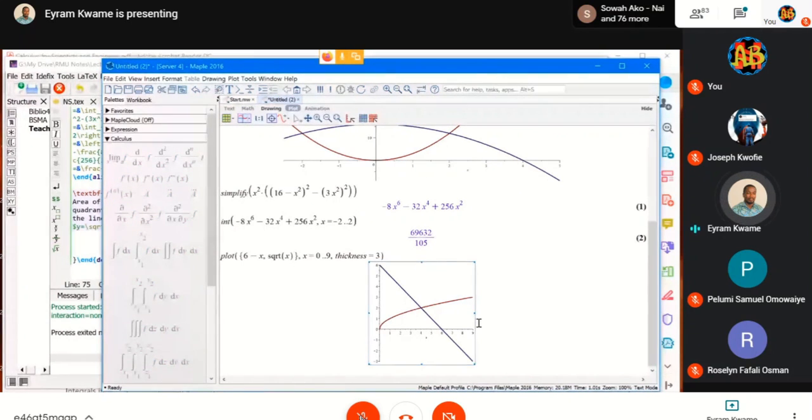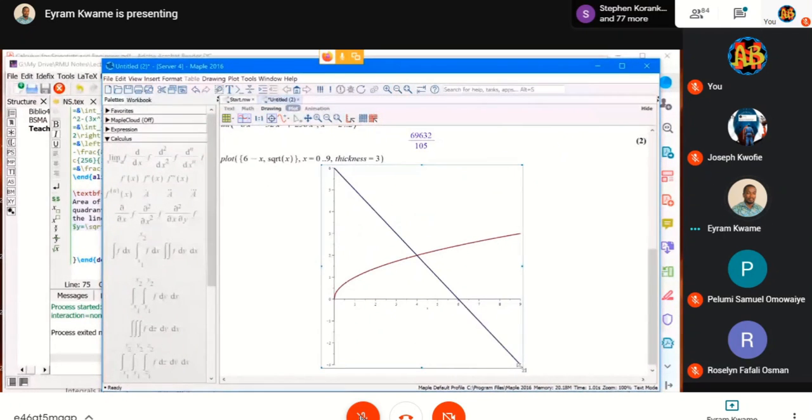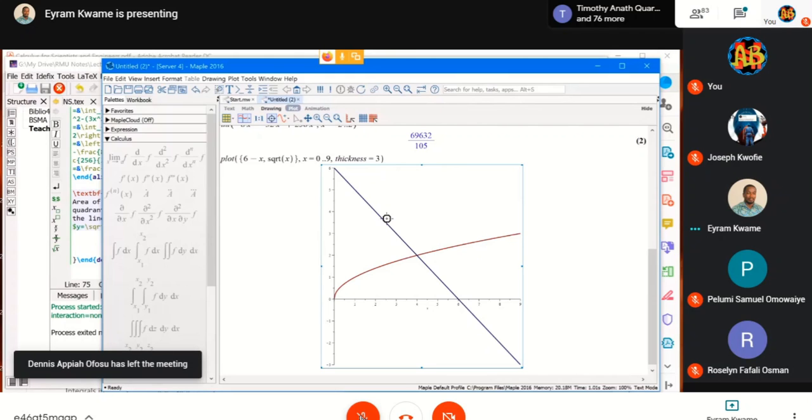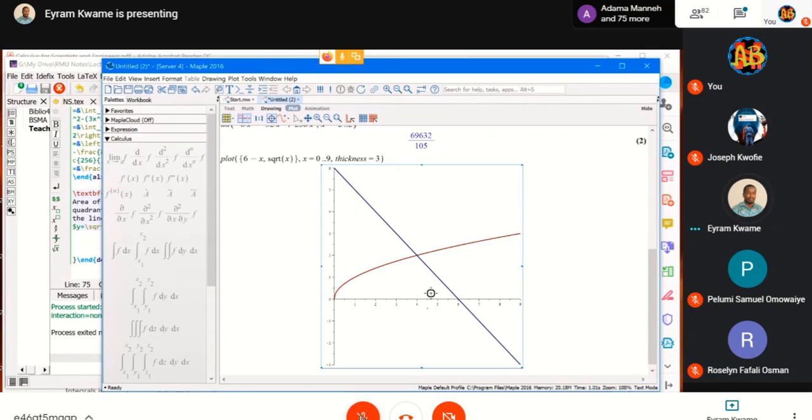So let me expand this graph. Good. This is how my line looks. So this is the line x equal to 6 minus y. This is the curve, the square root of x. Does this make sense? So this is the region where I'm supposed to find the area.